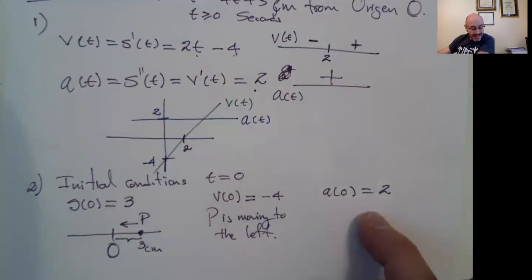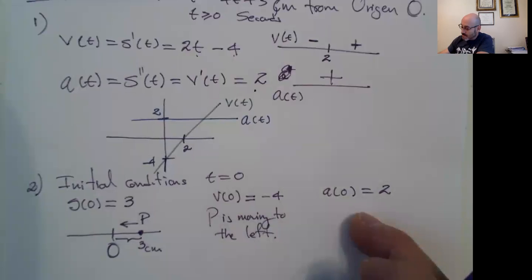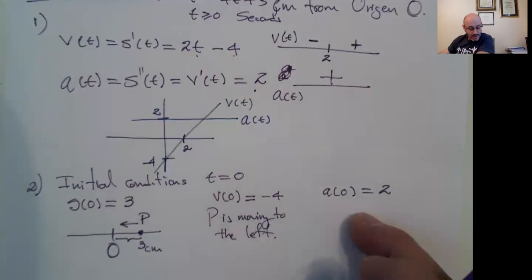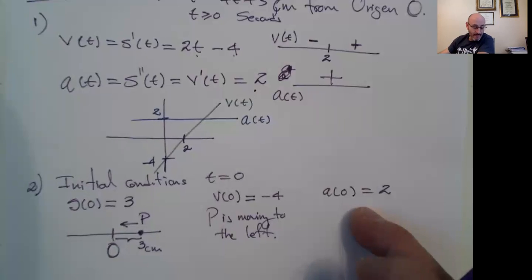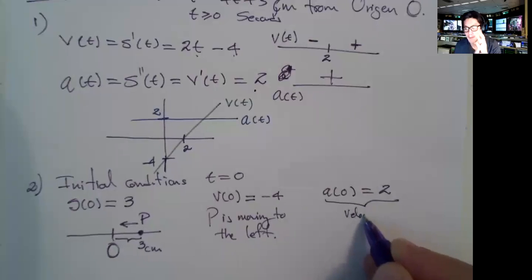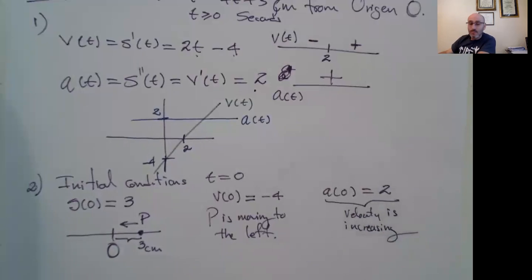What does it mean when the acceleration is positive? Look at the chart. If the acceleration is positive, what happens with the velocity? It's increasing. Look at chart A5. It says acceleration greater than 0. The velocity is increasing. Oh, okay. So velocity is increasing. So let's put all that together.